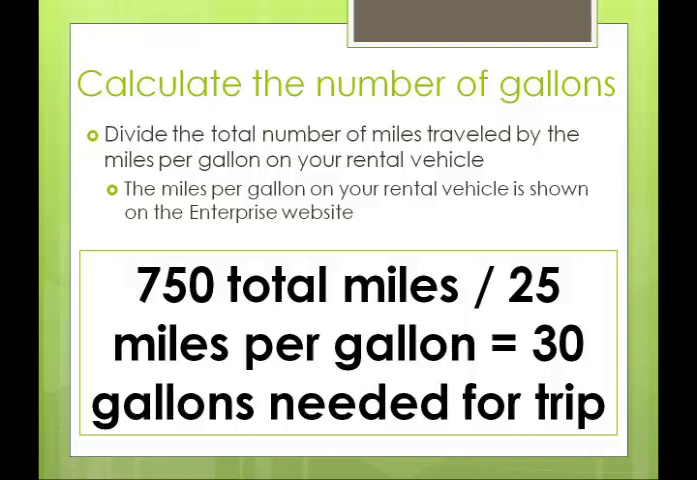You will now want to determine the number of total gallons you will need for your trip. Divide the total number of miles traveled by the miles per gallon on your rental vehicle. The miles per gallon on your rental vehicle is shown on the Enterprise website.